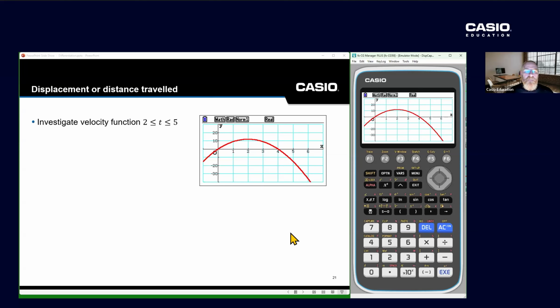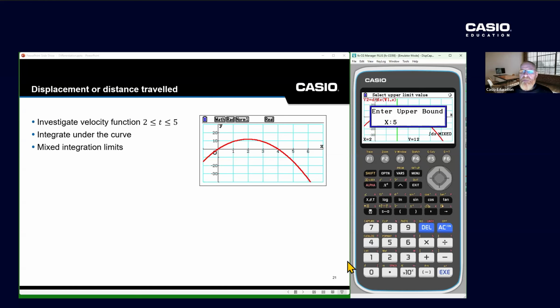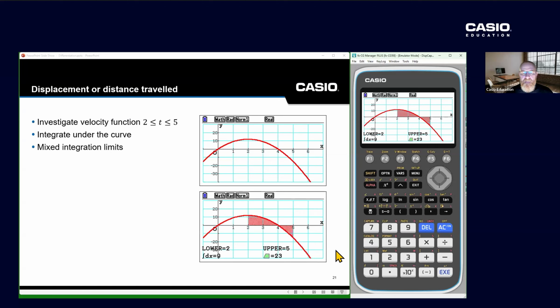If we're only interested between 2 and 5, we could integrate under the curve with mixed integral limits. So that's a G-solve, a further menu, and integral. There are in fact 4 different integrals that you can perform. We're going to choose mixed as opposed to limits, just to demonstrate something else. You enter your lower bound first and then your upper bound of 5. And it integrates for you.